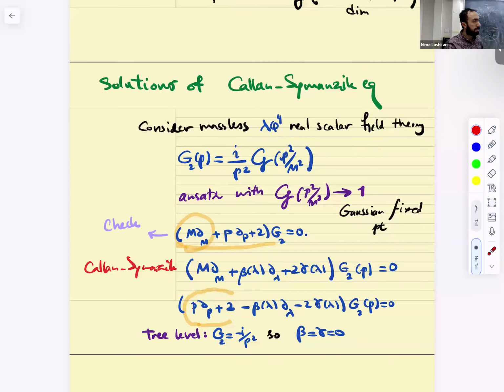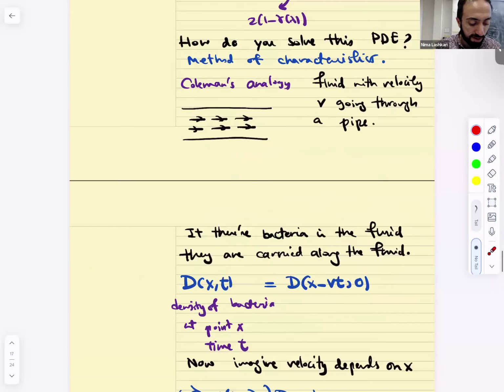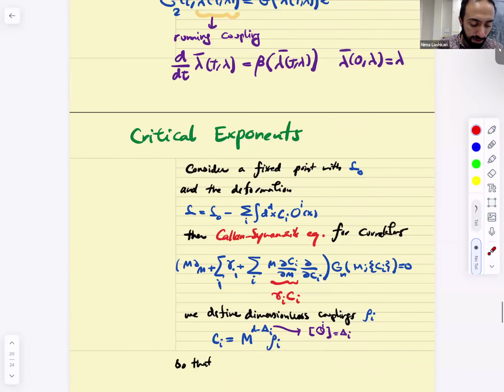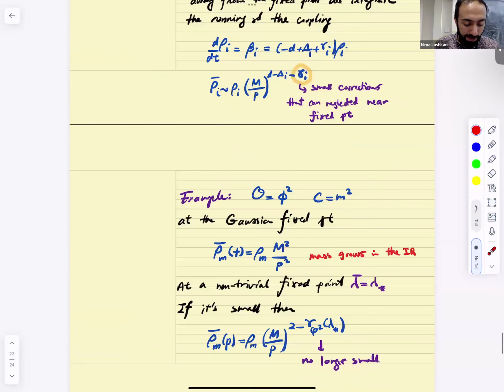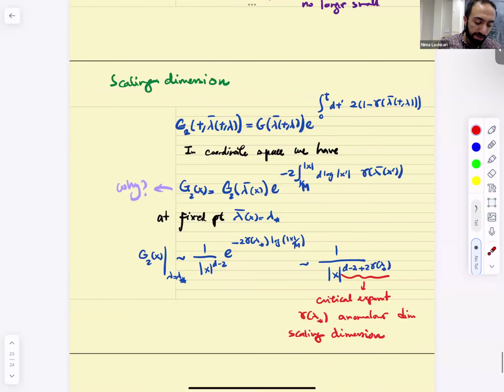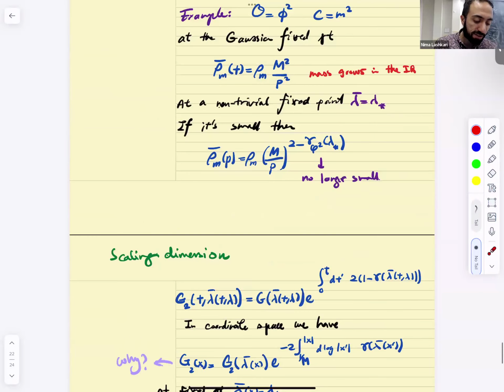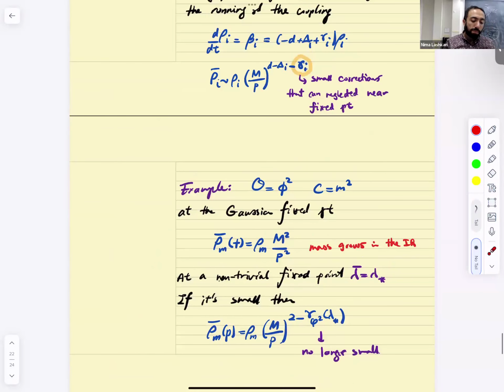Is that good? That was the formal structure of it, that we ran this analogy of Coleman with bacteria. And the rest is, I think, a bunch of examples about scaling dimensions and critical exponents. Any questions?